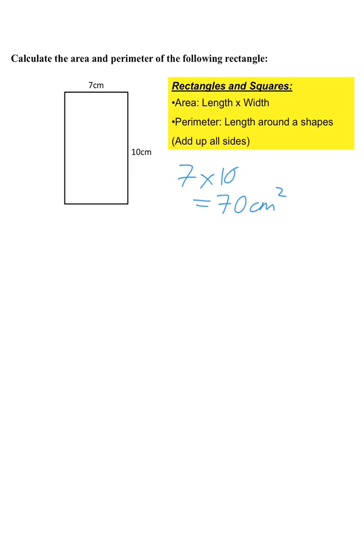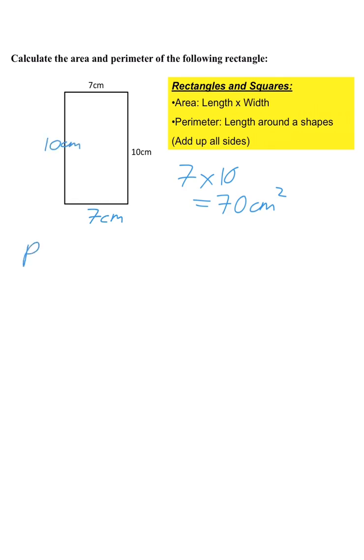Now for perimeter, that's the length around the shape. And to find that, you simply add up all the sides. In a square, all the sides will be the same length. But in a rectangle then, the opposite sides are the same length. So I'll also have a 7 here, 7 centimeters, and then 10 centimeters here.